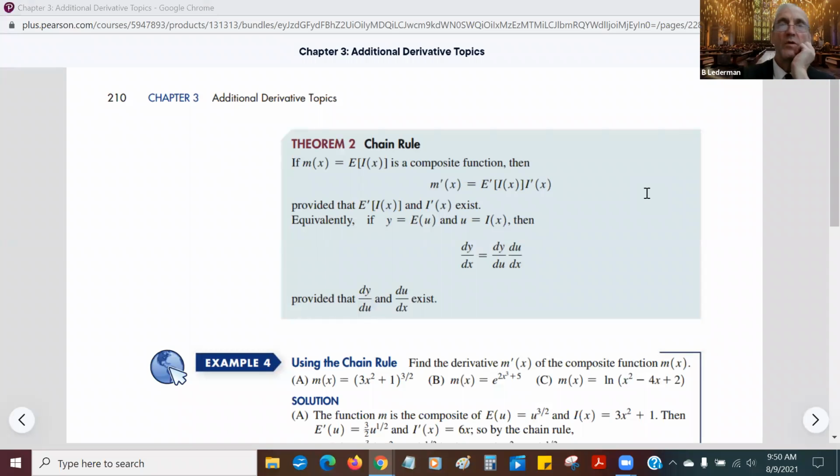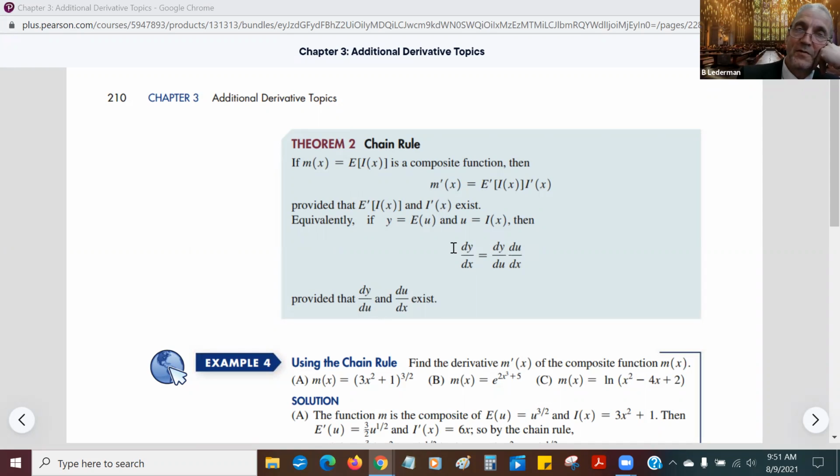Okay, here's the chain rule. If m is equal to e of I of x, the derivative is e prime of I of x times I prime of x. Another way of saying this is that it's the outer derivative times the inner derivative. That's a very simple way of saying it. That's why I always say it.